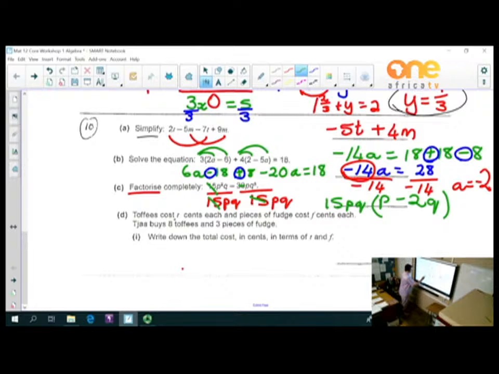And the last one is then a word sum. Toffees cost T cents and fudge costs F cents. Cha buys 8 toffees and 3 pieces of fudge. Write down the total cost. What is cost? The price times how many you buy. And this is what we're going to do here. So 8 toffees will be 8T and 3 fudge will be plus 3F. This is unlike terms. This is toffees. This is fudge. So you cannot add them. That is your answer there.